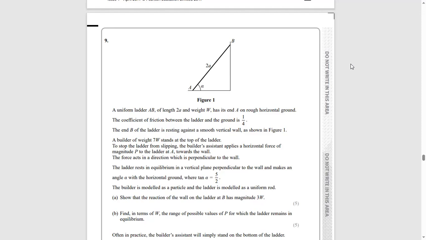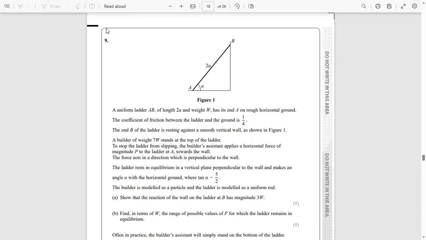So it's a question about friction, and about ladders. Edexcel especially do like these questions about ladders leaning against walls, with moments and friction all involved in one. So this is a good question that we can work on. Let's have a go at working on this question here.